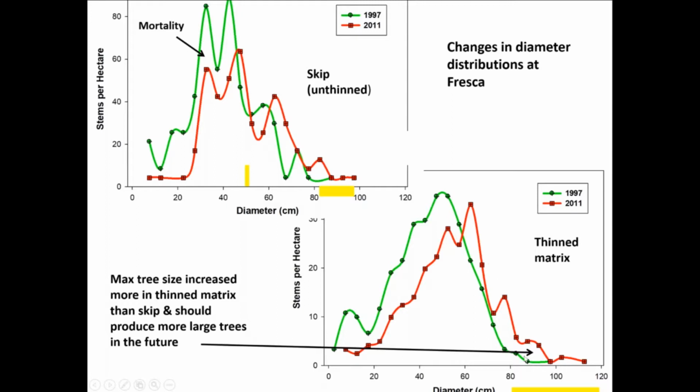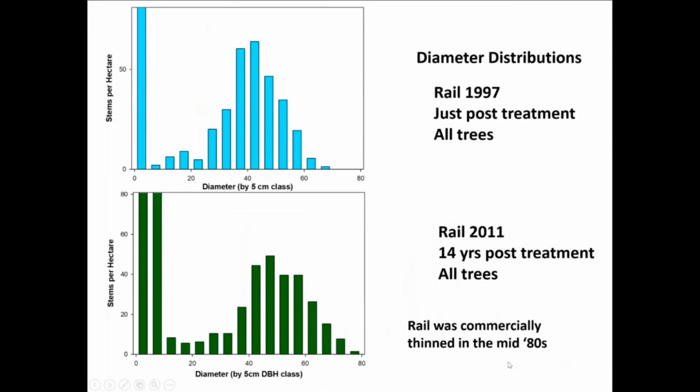And then over here we have the thin matrix, and you could see, oops, let's go back one. Here we have the thin matrix, and you can see that this matrix has the diameter distribution clearly shifted to the right after the 14 years. And there's an increase, particularly in the number of trees that are greater than this diameter that we're trying to reach, this 80 centimeter diameter.